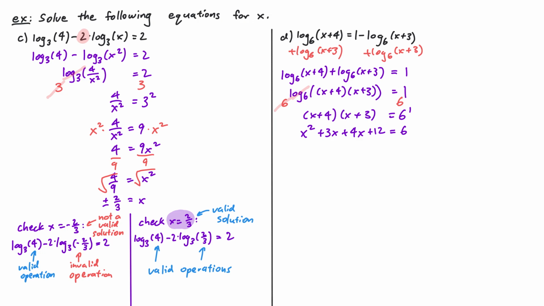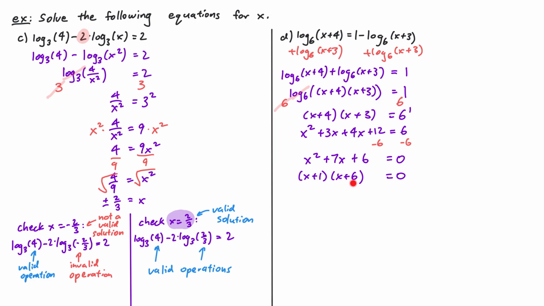Next, let's move everything to one side and try to factor this equation. We can subtract 6 from both sides. This leaves us with x squared. The plus 3x and the plus 4x combine to give us plus 7x. And then lastly, the positive 12 minus 6 gives us plus 6 and then equals 0. So if I want to factor that left-hand side, we need two numbers that multiply to 6 and add up to 7. Those two numbers would be 1 and 6. So our left-hand side here factors as x plus 1 times x plus 6, and this is equal to 0.